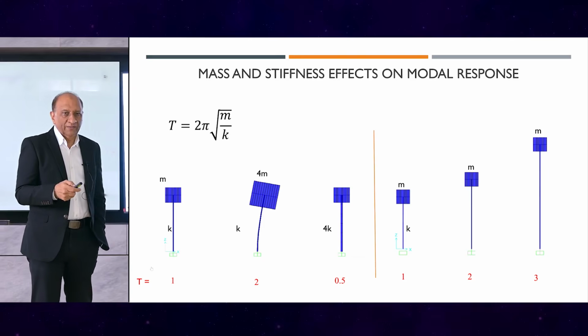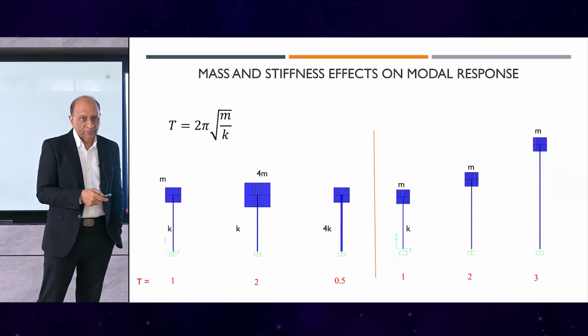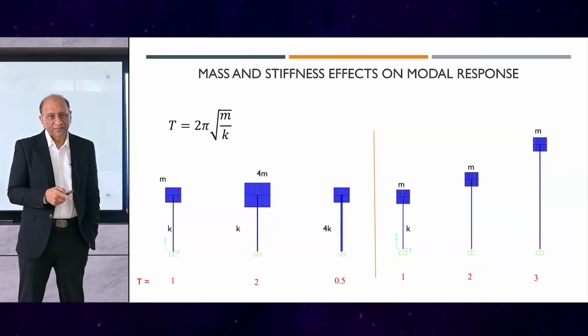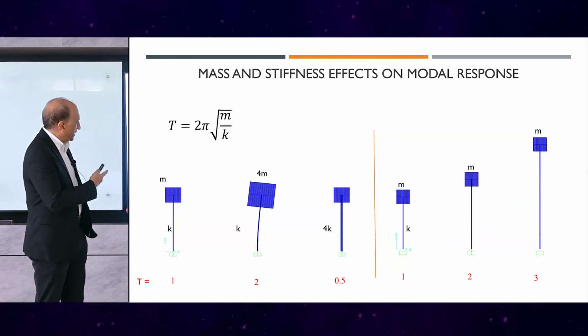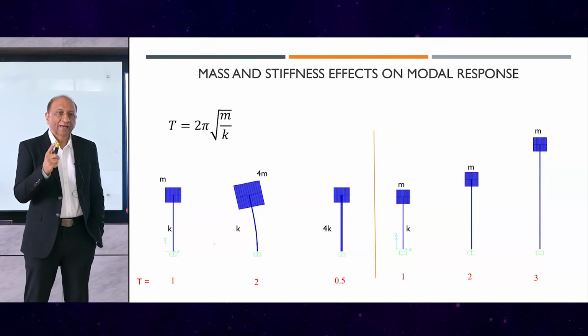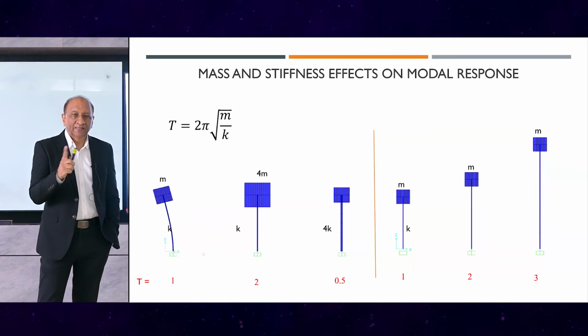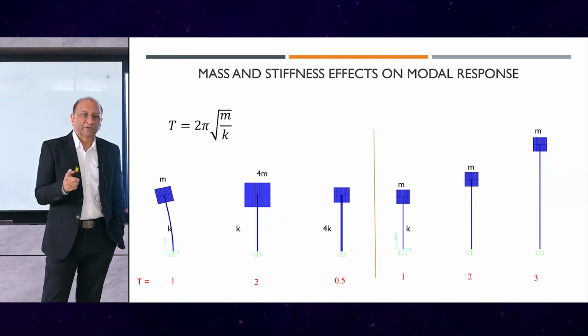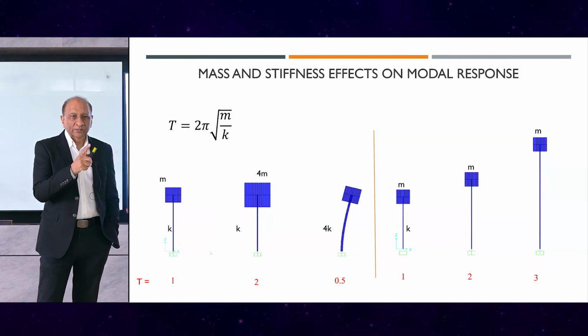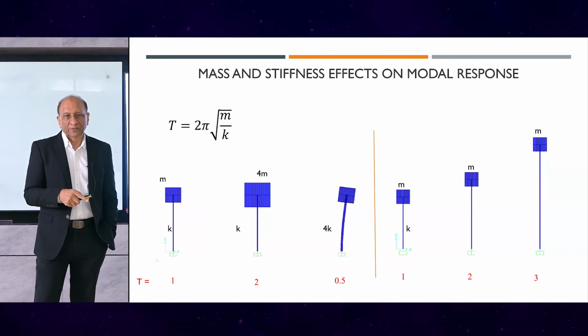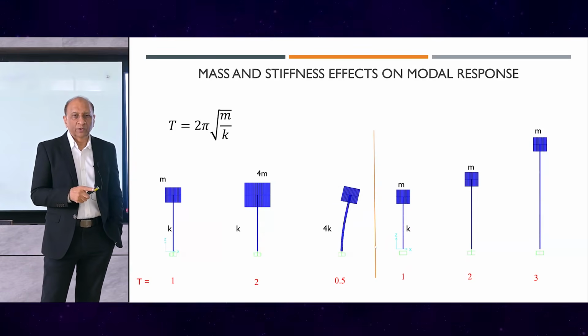So let's look at some plots between various mass and stiffness ratios. So this mass is about 4 times the original mass on the left-hand side, and then stiffness is the same. Then if we continue, they will oscillate at different times. They have a different period. This has a period of 2 seconds.